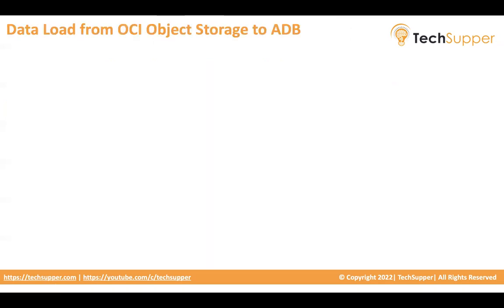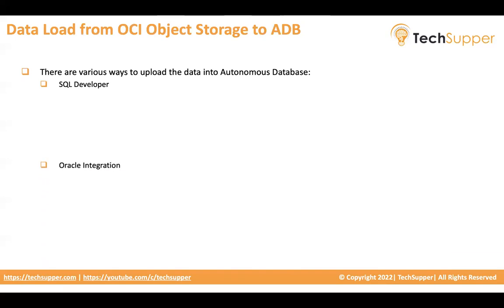Before I explain the process, let me explain a couple of things. You may have an Oracle Autonomous Database, and in that database, you may have different tables. In those tables, you need to upload the data. There may be various ways to upload the data. It can be via SQL Developer, via Oracle Integration, via OCI Data Integrator, or you can use other third-party integration tools as well. All will have their own benefits, and there may be some cons as well.